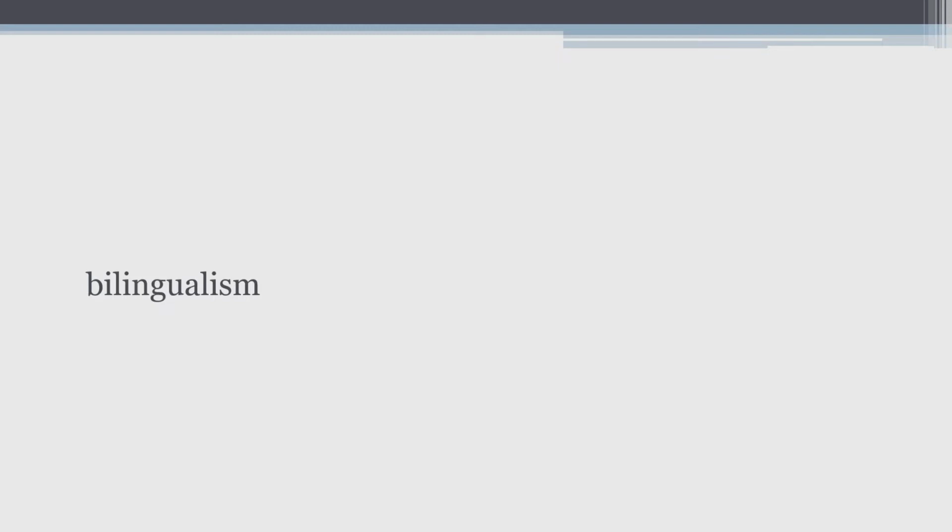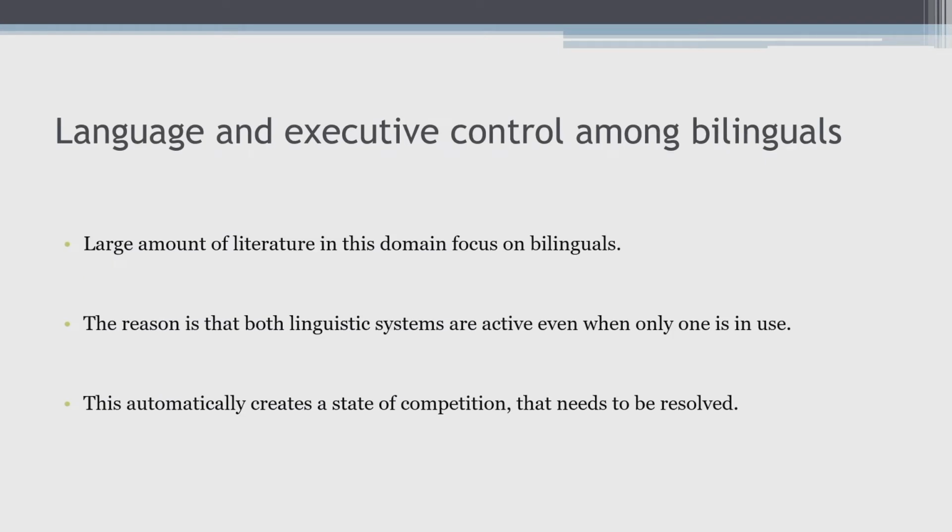Now, even though we already have a lot of evidence coming from various types of language processing, be it sentential level, word level or at the level of meaning, the largest amount of work has actually been coming from bilingualism. A lot of interesting work has happened. As a result, a large amount of literature exists connecting language and executive control in this domain. The reason is that both the linguistic systems of a bilingual are active even when only one is in use. This automatically creates a state of competition that needs to be resolved.